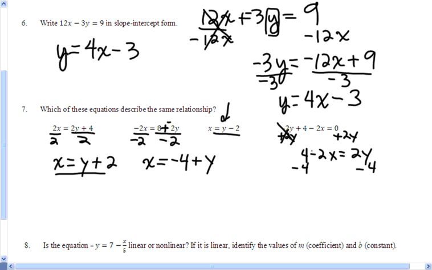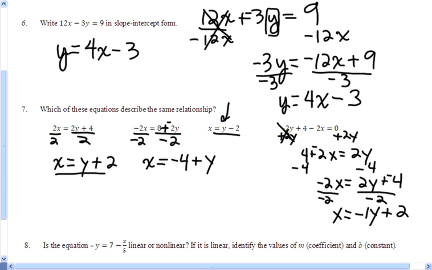So now we have negative 2x is equal to 2y minus 4. And now we can just get rid of that last negative 2 in front of the x by dividing by negative 2. And we get x equals 2 divided by negative 2 is negative 1y. And negative 4 divided by negative 2 is positive 2. Is that one the same as any of the other ones? No, it isn't. None of these are the same.